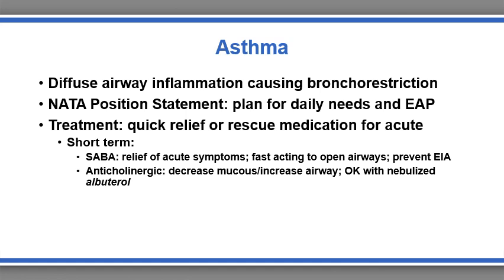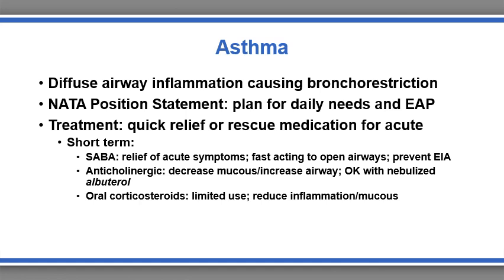So this is another type of short-term drug. Oral corticosteroids can also be used, and they can limit the inflammation and the mucus that occurs. So these are all different types of short-acting drugs. Again, be familiar with the different types and names of different drugs. I didn't give one with the anticholinergic drugs, but Atrovent is a common anticholinergic drug.